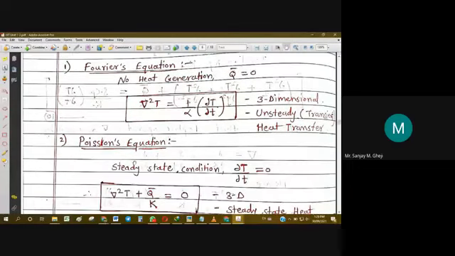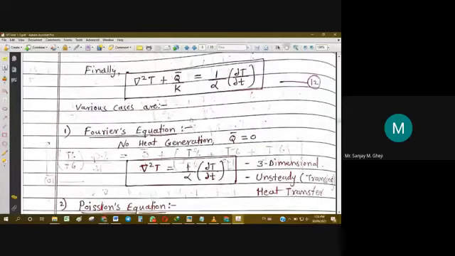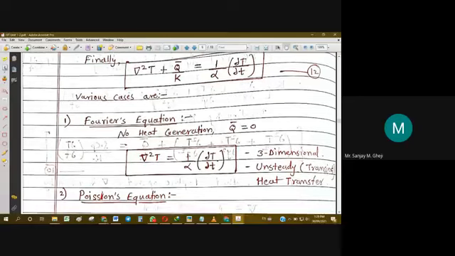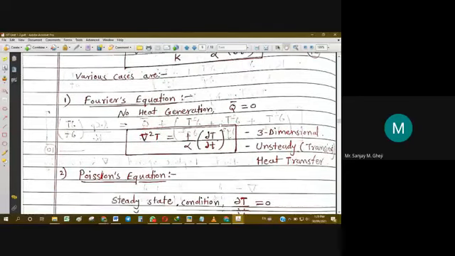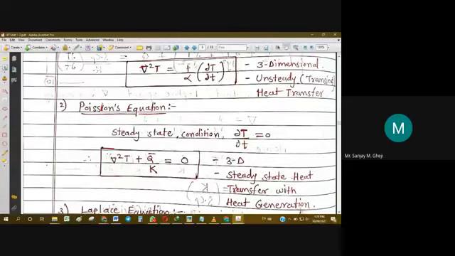Then another equation, Poisson's equation. For this, the condition is steady state heat transfer with internal heat generation. So Q bar will be there, but the rate of change of temperature with respect to time will be zero. So steady state condition means ∂T/∂t equal to zero. That is, the right hand side equals zero.